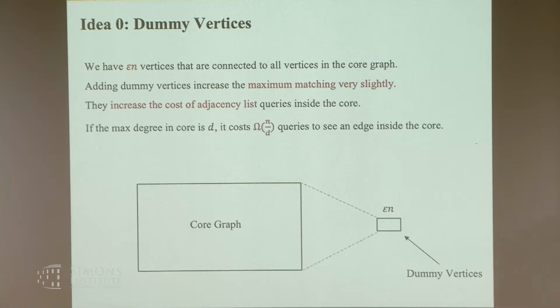For example, if the degree of the core graph is d, then we expect to spend n over d queries just to see one edge inside the core construction. So we spend a lot. For example, if d is constant, after n queries we will only see one edge inside the core graph. That's the intuition behind the dummy vertices: to just increase the cost of the adjacency list queries.